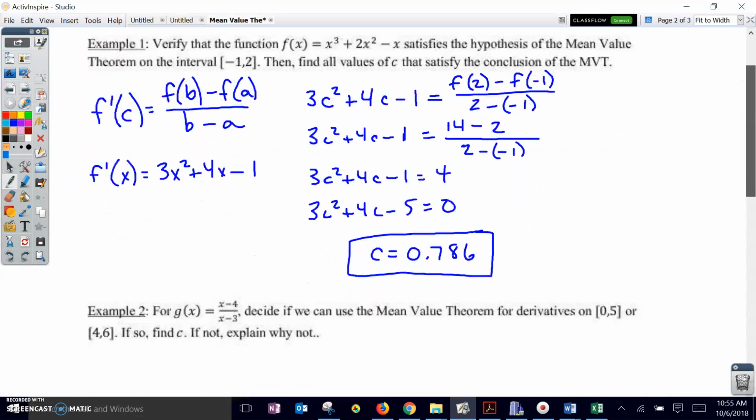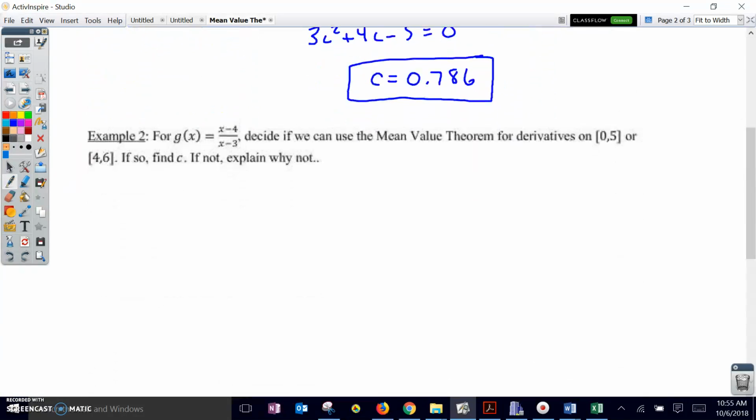Alright, on to example 2. For g of x equals x minus 4 over x minus 3, decide if we can use the mean value theorem for derivatives on the interval from 0 to 5, or on the interval from 4 to 6. If so, find c. If not, explain why not.